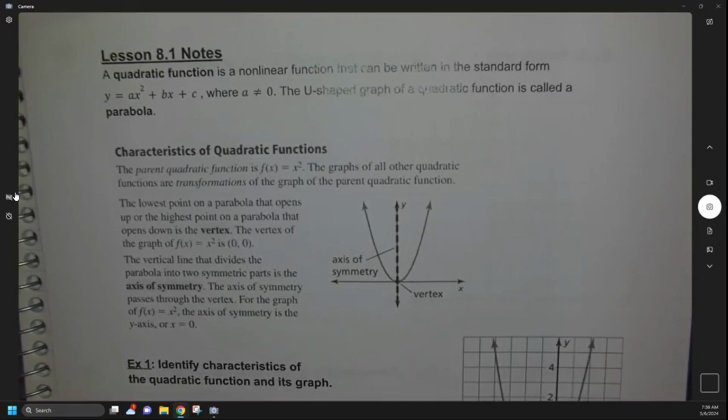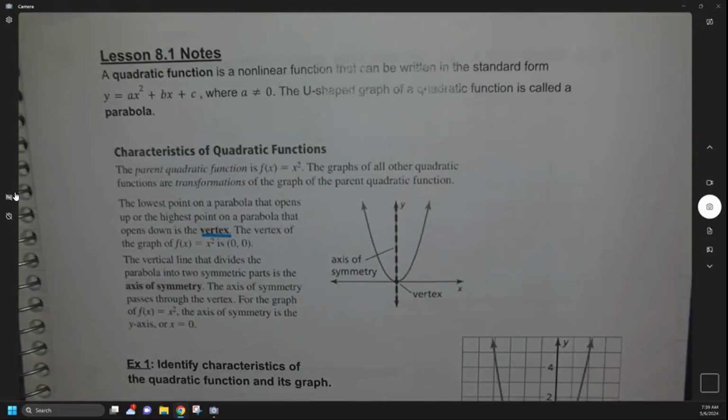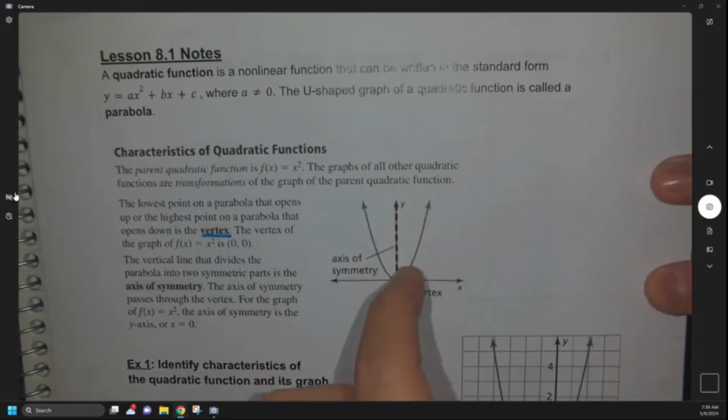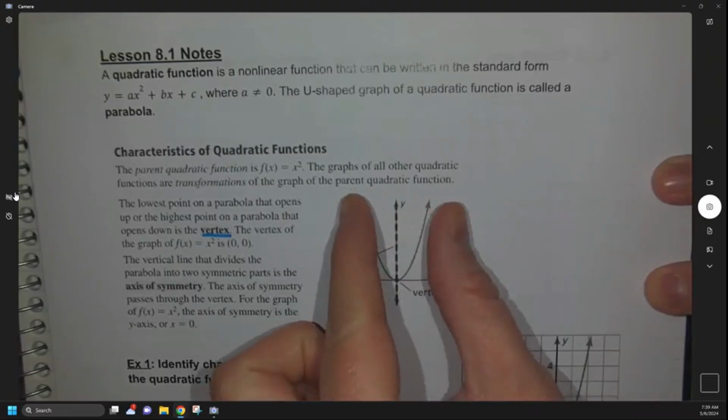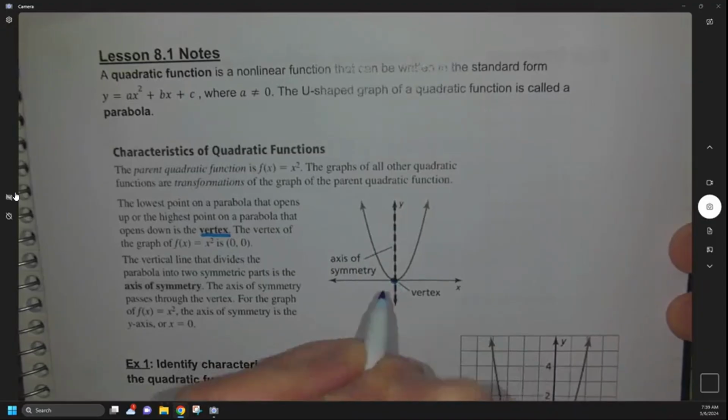Couple of characteristics that we have with our quadratic functions. You're going to notice that we have a vertex. So right there, talking about vertex. And it says the lowest point on a parabola that opens up or the highest point on a parabola that opens down is our vertex. So for this graph right here, this one opens up. So notice that those arrows are pointing up. And the vertex for that one is right down here at 0, 0.